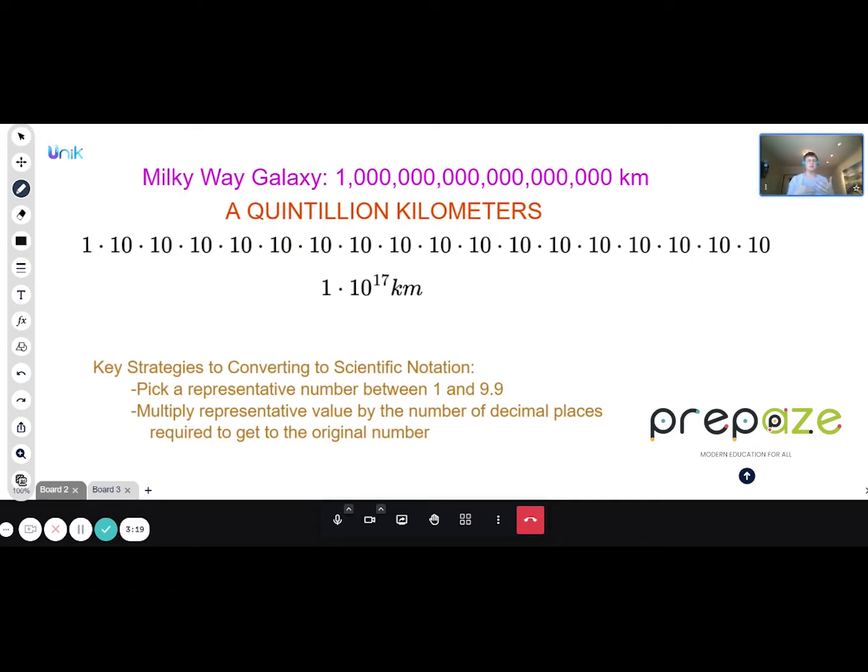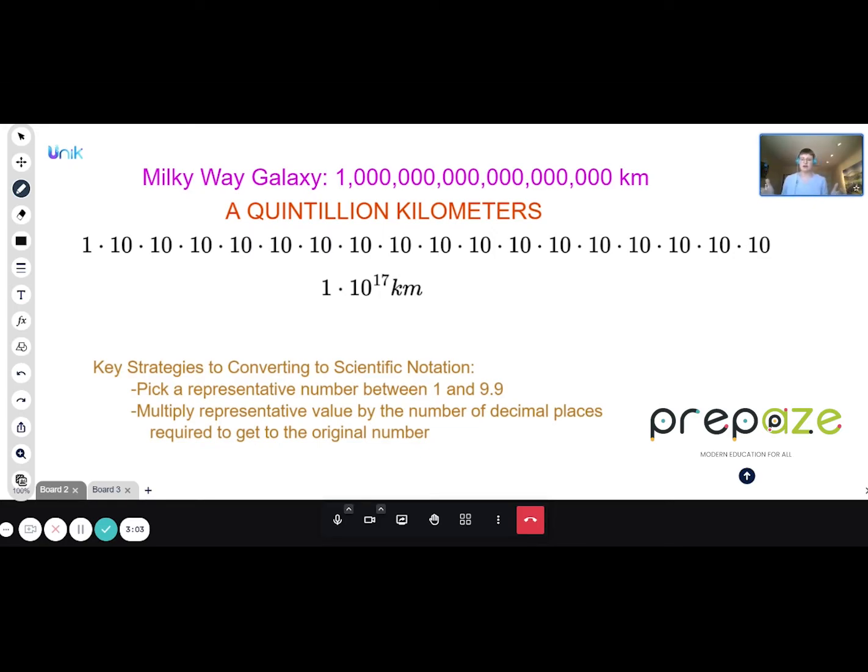Remember, our exponent represents how many times we multiply a given number by itself. So we can represent the Milky Way galaxy having a width of 1 times 10 to the 17th kilometers. That is still a quintillion kilometers.